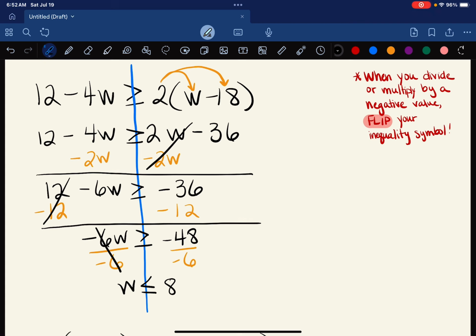All right, so let's go ahead and draw this out. Here is 0 for reference. It's not really needed, but I like to put it there. And here is positive 8. So I am going to use a closed circle on positive 8 because 8 is part of my solution due to the equal to symbol here. And it says less than 8. So I'm going to shade to the left. Everything below positive 8 is our solution.